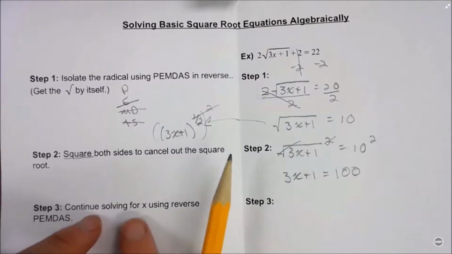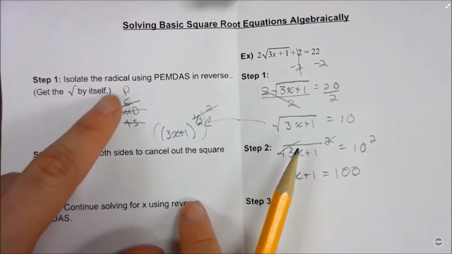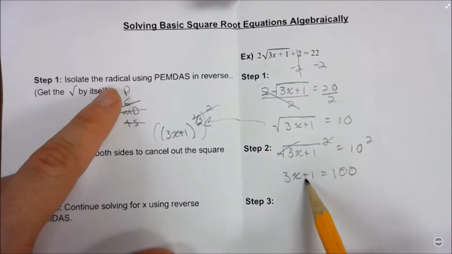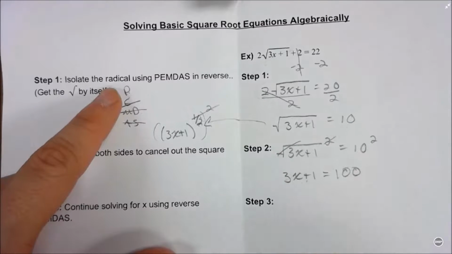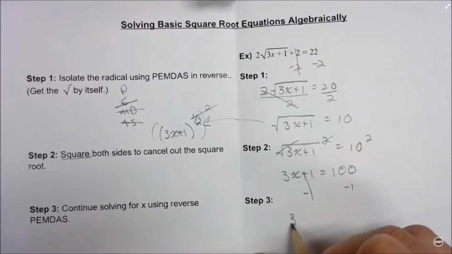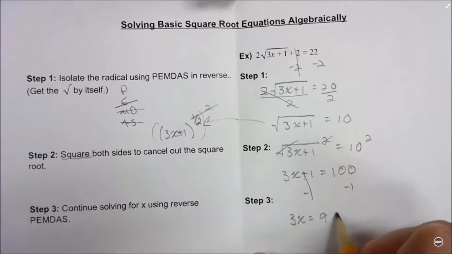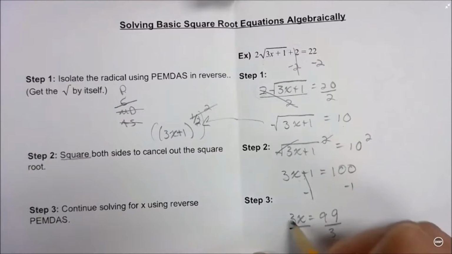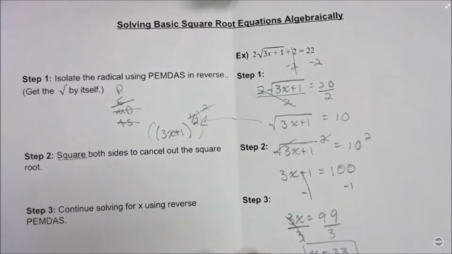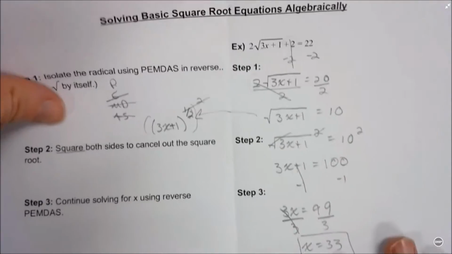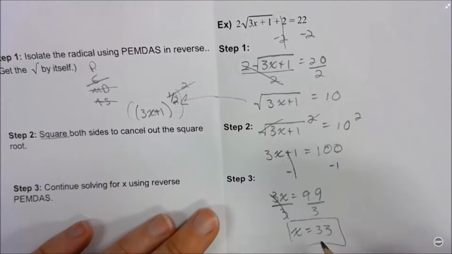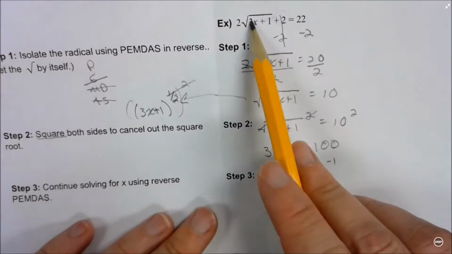And then finally, continue solving for x using first PEMDAS. So we're in the parentheses step now. And so I want to subtract 1 and then divide by 3. So minus 1, 3x equals 99, and divide by 3 on both sides. And we get x equals 33, which you can't see. No, you can. So x equals 33.